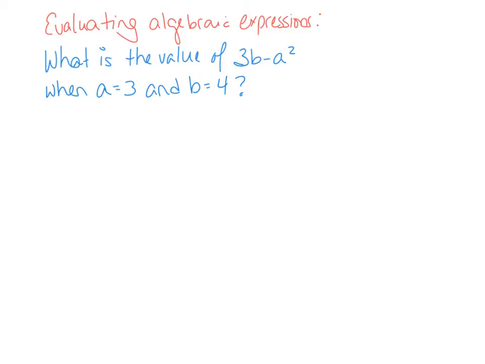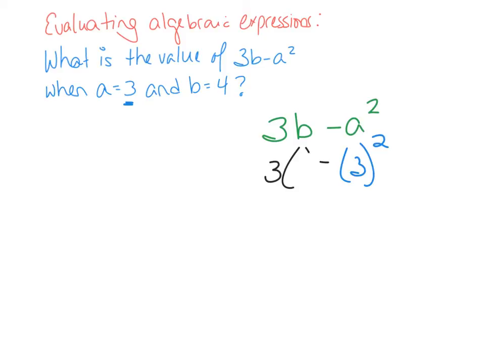Here we're going to talk a bit about evaluating algebraic expressions. When you evaluate algebraic expressions, you're finding the value of it, or its worth. Here we consider the expression 3b minus a squared. And we have two variables. We have a b and an a. Our a variable is equal to 3. So when we have a, we're going to put 3 in its place. Now where we have b, we're going to put 4 in its place.